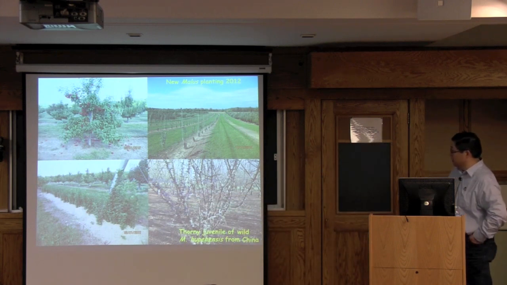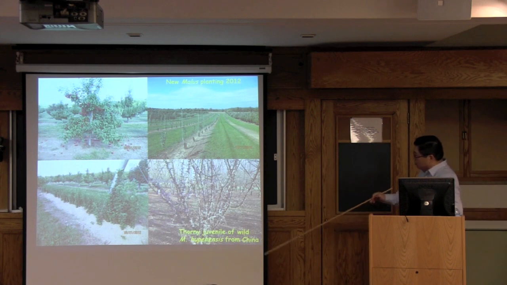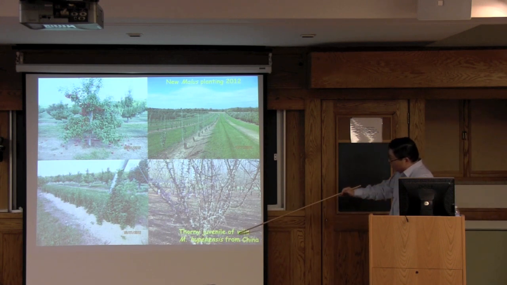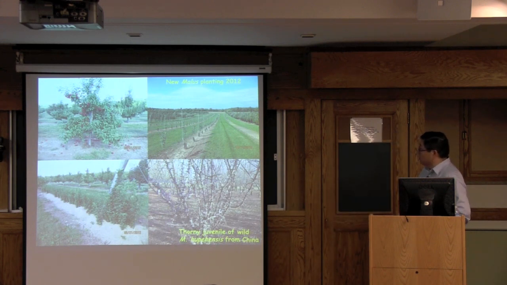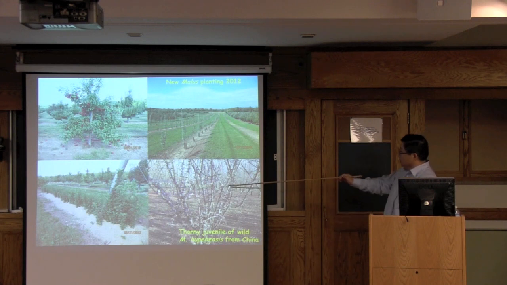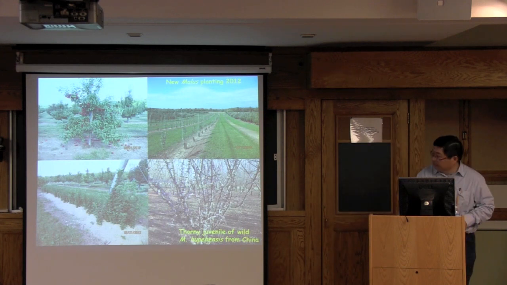Here's a very interesting material. It's a very thorny juvenile material from the wild Malus hupehensis from China. You can see all the thorny growth. Usually you will never see that in commercial apple. These things can puncture through a tire, basically.